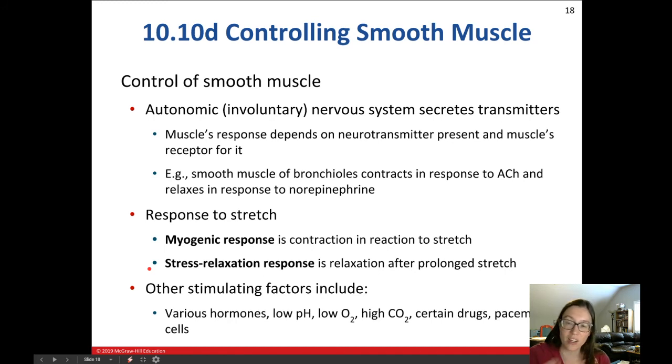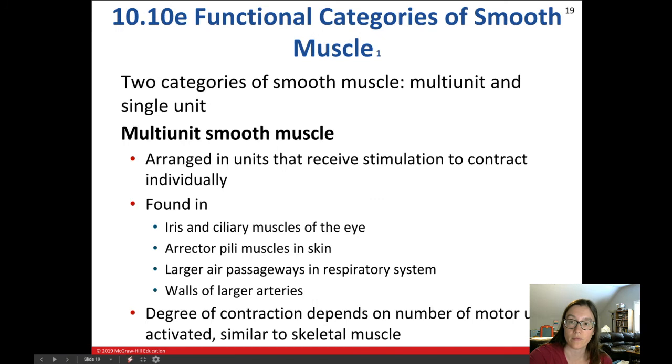And then other stimulating factors could include various hormones, low pH, low oxygen, high CO2, certain drugs, pacemaker cells. So there's lots of things we'll talk about in 169 that are going to cause reflexive contraction or relaxation of those smooth muscle. So now there's two functional categories of smooth muscle, multi-unit smooth muscle and single unit smooth muscle.